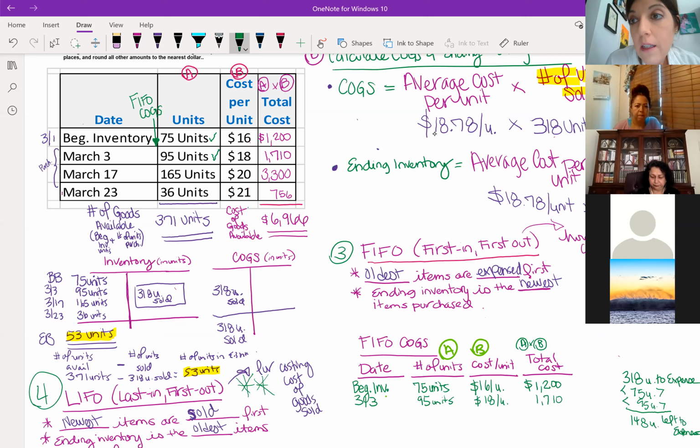The reason I did this is that if I look at this next layer, March 17th, I purchased 165 units, right? Did I sell all of those units? No, I sold only 148 of those units. So I'm going to expense 148 of those units. And how many units are left over from that layer? 17.